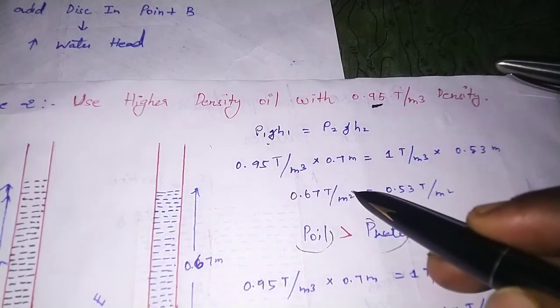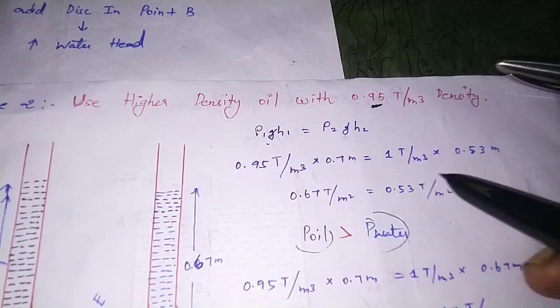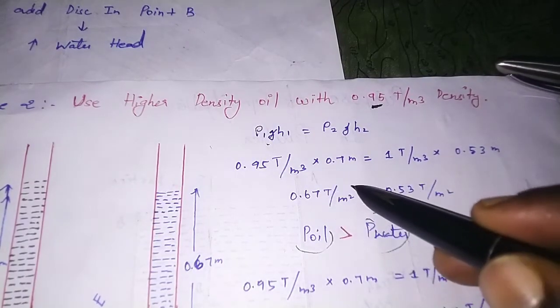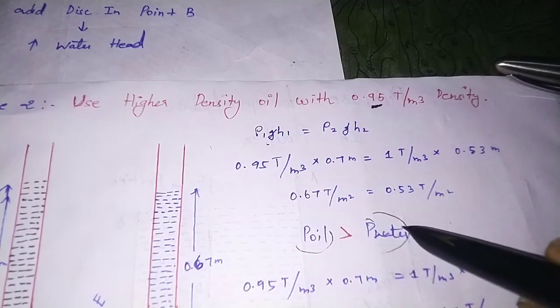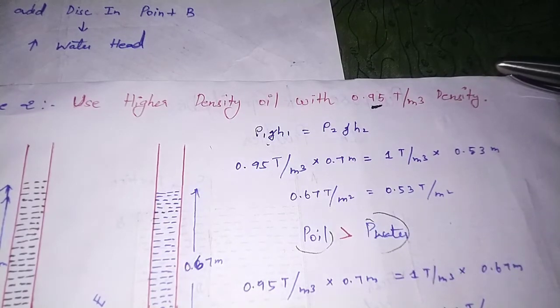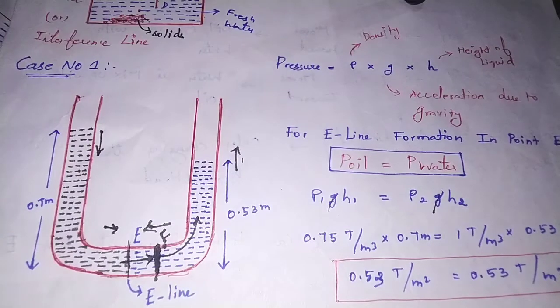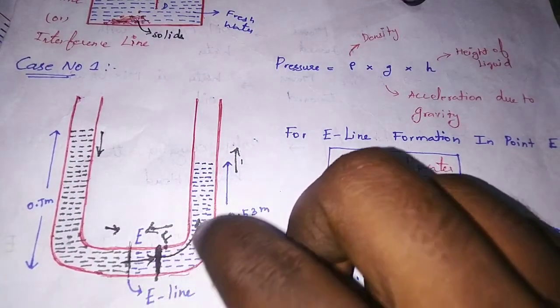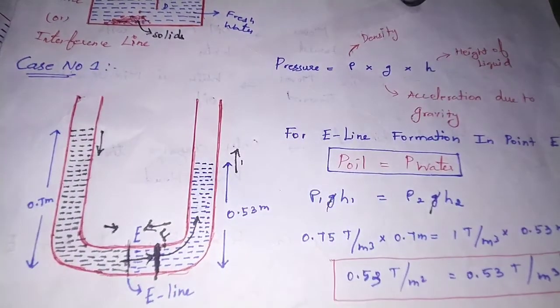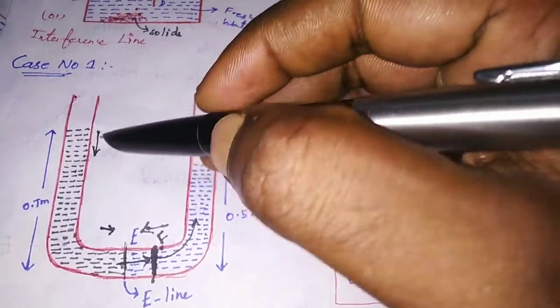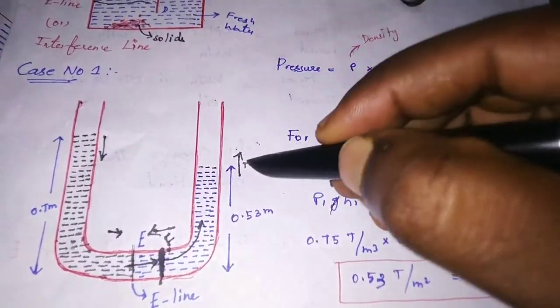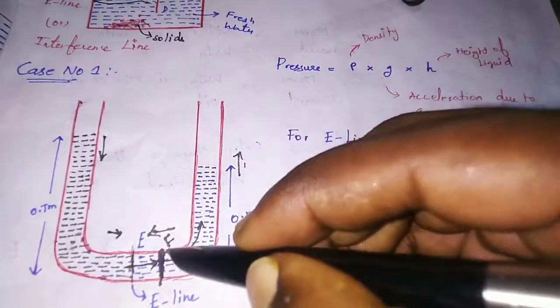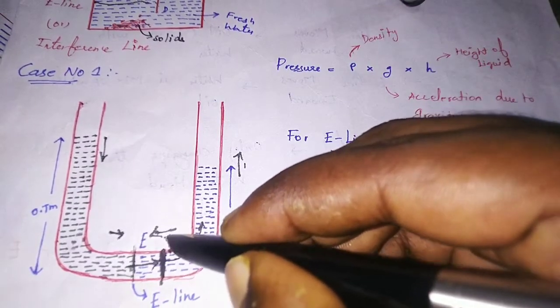So 0.67 ton per meter square is not equal to 0.53 ton per meter square. Here you can see oil pressure is higher than the water pressure. So what will happen in the manometer and the formation of E line? Due to oil pressure being higher than the water pressure, the oil is mixed up with water and flows to the water side. So the oil head is reduced and the water head is increased. So E line will be formed at the point F.